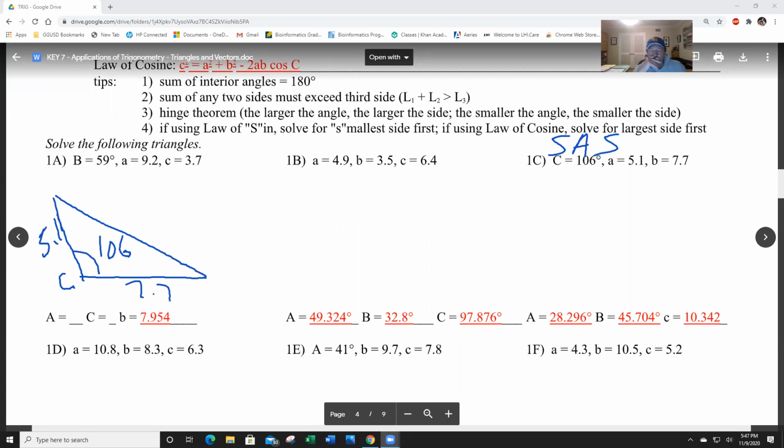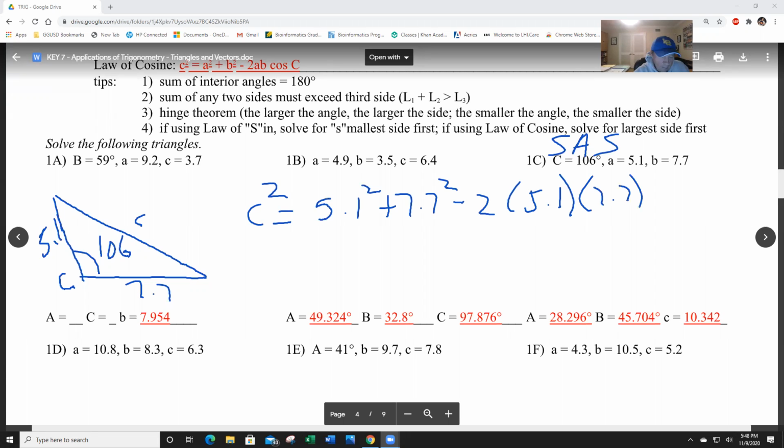Awesome. So since I'm kind of forced to work with, I'm going to solve for C. It's the side that I need. So it's going to be C squared equals 5.1 squared plus 7.7 squared minus 2 times 5.1 times 7.7 cosine 106.